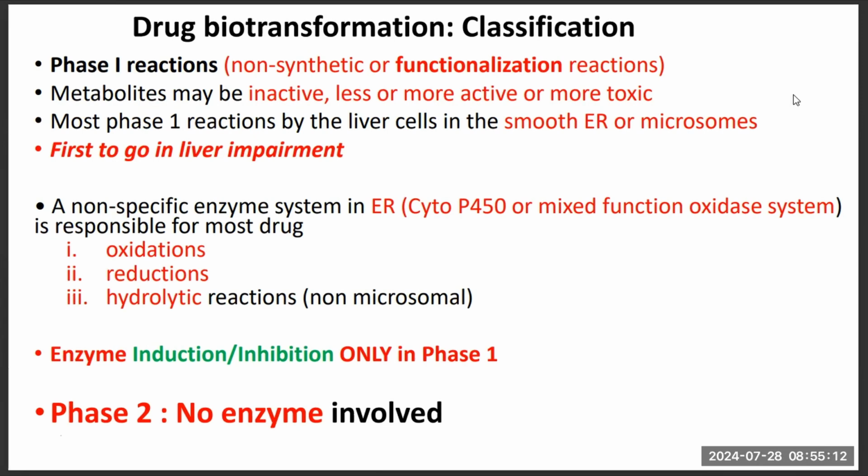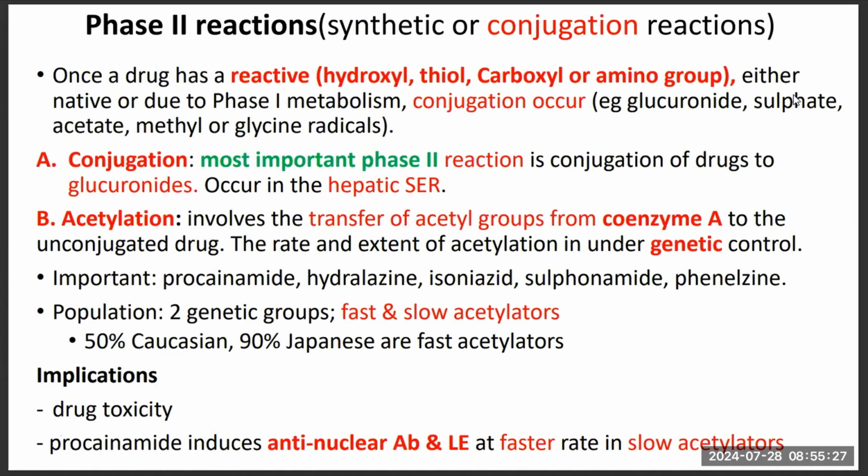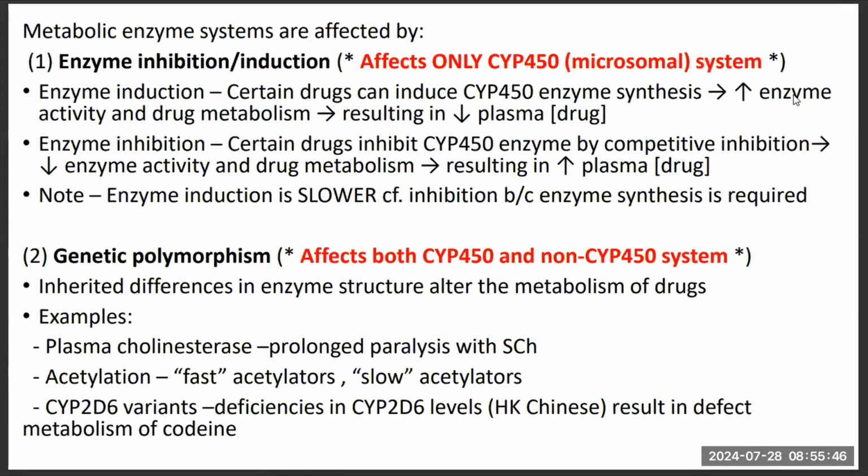And when you have this, you have induction and inhibition. Enzyme induction and enzyme inhibition, with examples. Then phase 2, just to conjugate and get it out of the system. Because this conjugation is not just glucuronide, no. Not just glucuronide. Then you have the cytochrome P450.